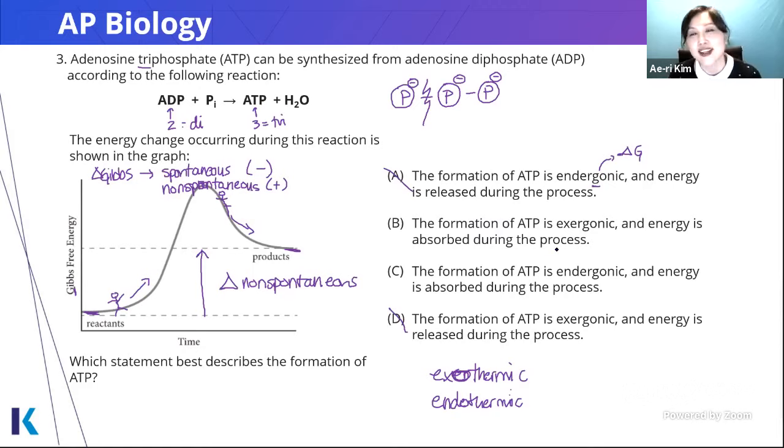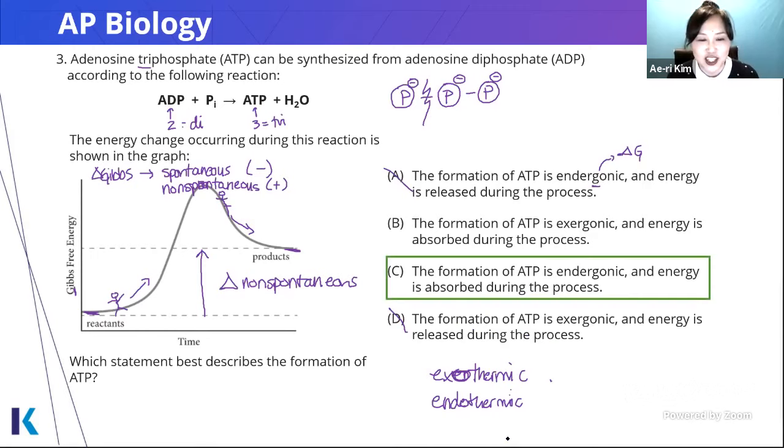They are often related, but they are two different things. So all of that to say, the correct answer for this question is answer choice C. The formation of ATP is endergonic, so it takes in energy and energy is absorbed during the process.